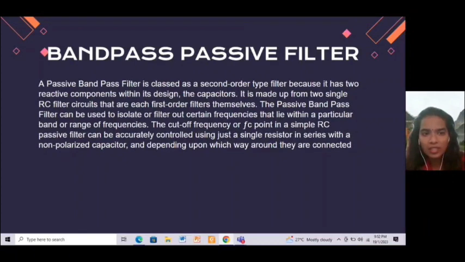The passive bandpass filter can be used to isolate or filter out certain frequencies that lie within a particular band or range of frequencies. The cutoff frequency or FC point in a simple RC passive filter can be accurately controlled using just a single resistor in series with a non-polarized capacitor, depending upon which way around they are connected.